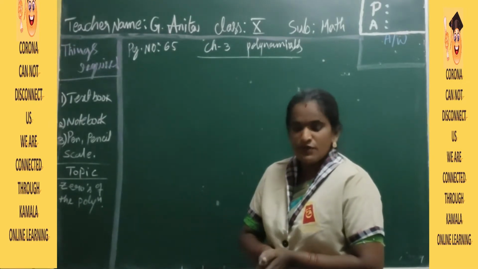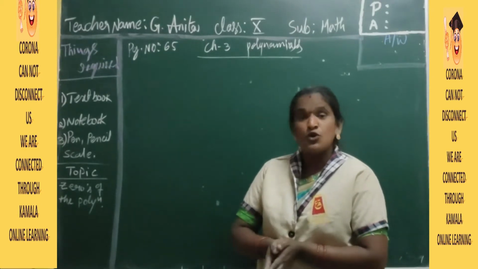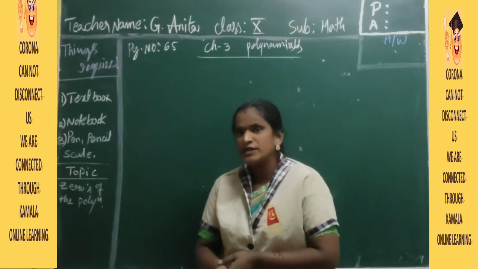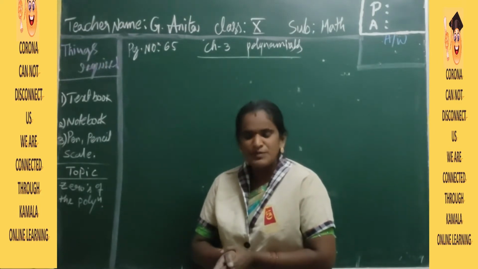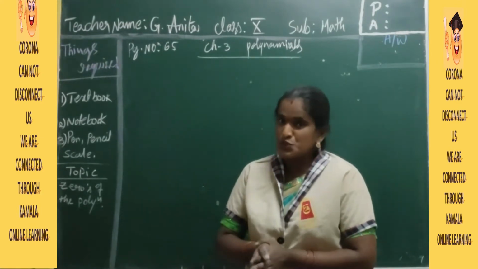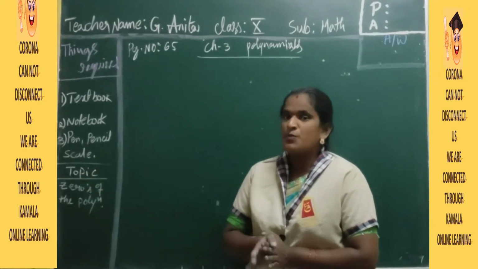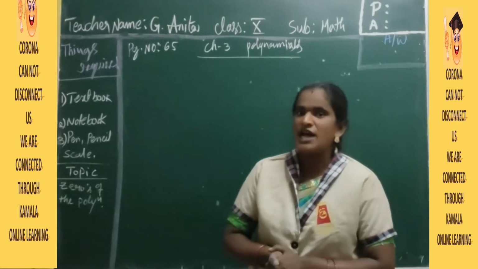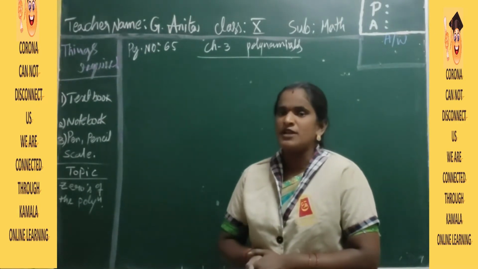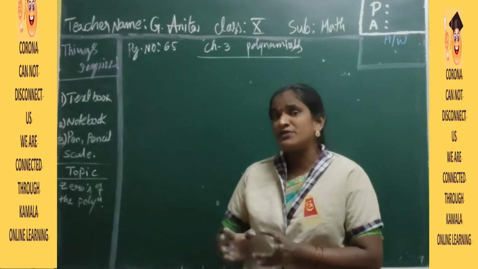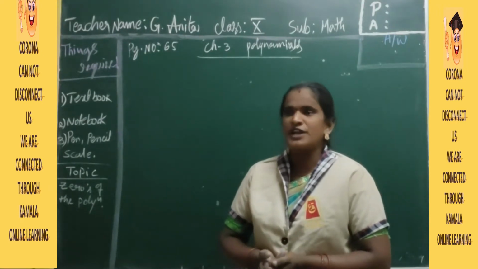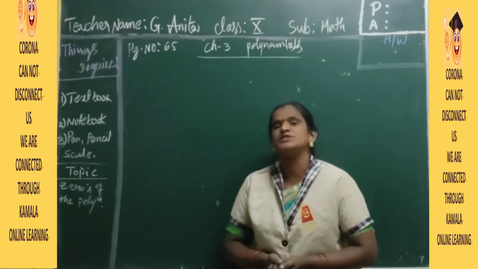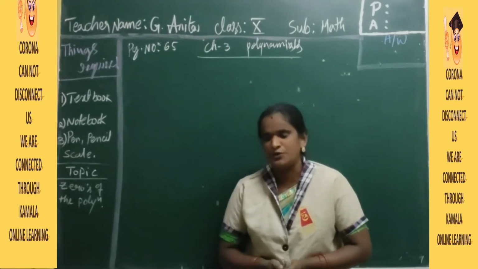Okay children, now everyone be ready with your textbook. Open your textbook to page number 65. In that, relationship between zeros and coefficients of the polynomial. Today's topic is the relationship between zeros and coefficients of the polynomial. So what is the relation between them? We need to find out.